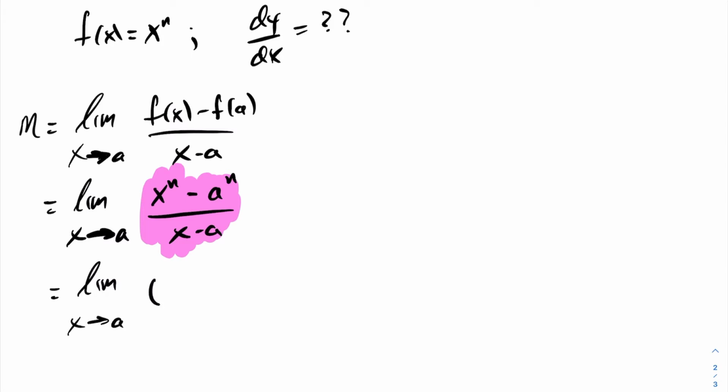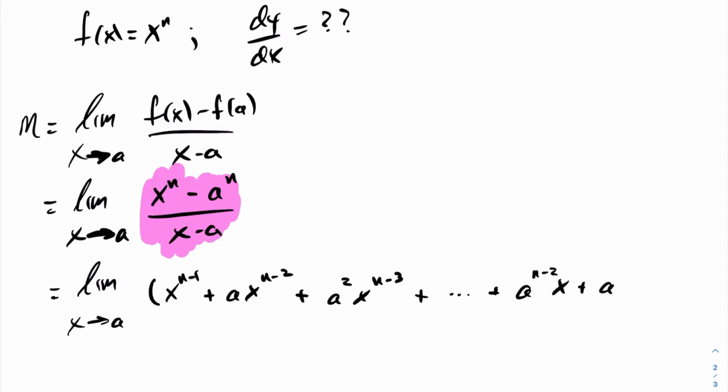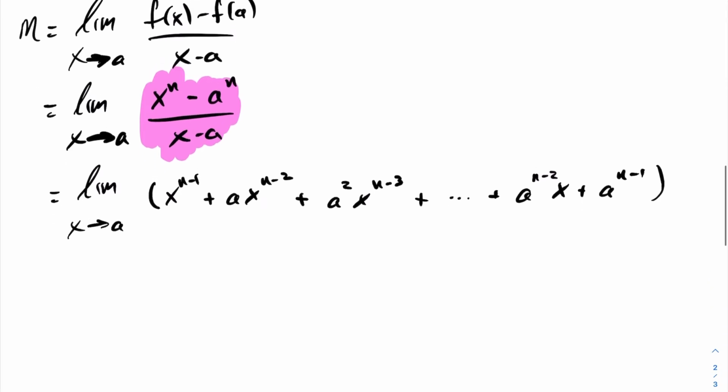Now we know this divides out nicely. It divides out into x to the n minus 1 plus a x to the n minus 2 plus a squared x to the n minus 3. Again, remember these all have to add up to be n minus 1 all the way down until we end up getting here a to the n minus 2 times x plus finally a to the n minus 1. Now we have here a polynomial.